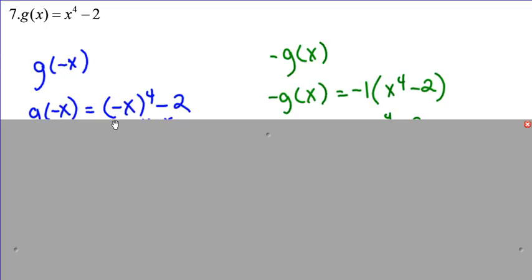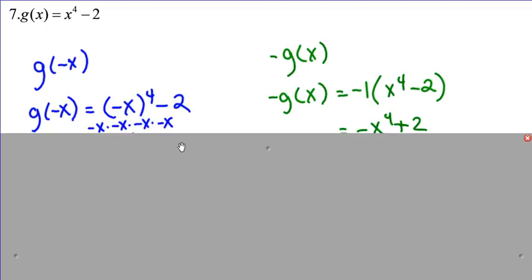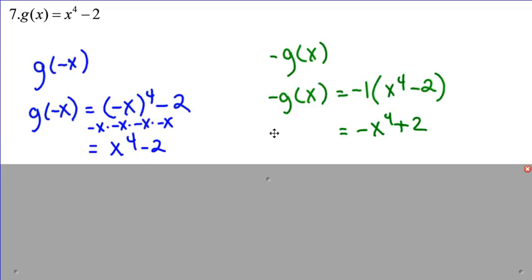So again, when we have something to the fourth power, that means we have 4 of them being multiplied together. So a negative times a negative is a positive, times a negative would be a negative, times a negative would be a positive. So we're going to have x to the fourth minus 2 here. Taking the opposite of your outputs, your whole function, would be like multiplying a negative 1 through your function. So we've got a negative x to the fourth plus 2.